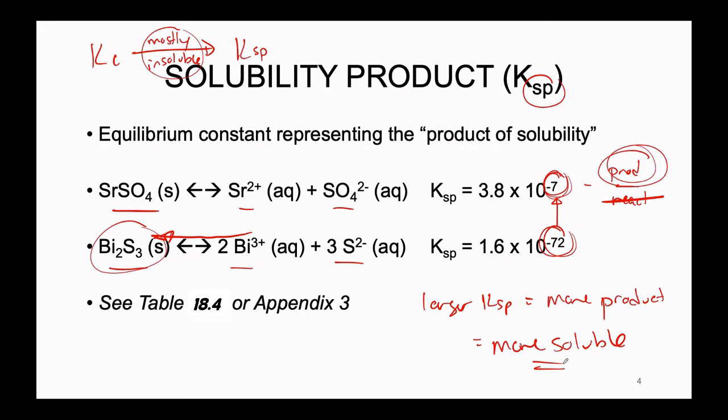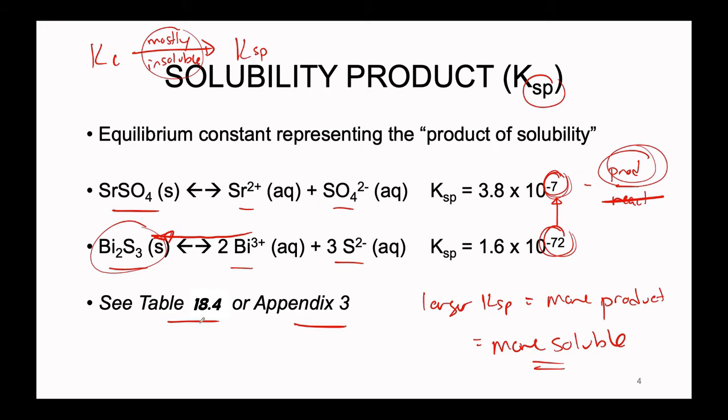Okay, so where can we find tables of these Ksp values? Since the solids that we're looking at are mostly insoluble solids, this is not an indefinite list of solids that we could be looking at. So we actually have a couple of places where we can go find already predetermined Ksp values.